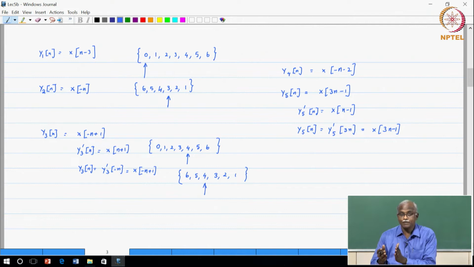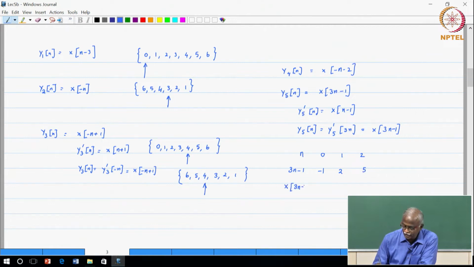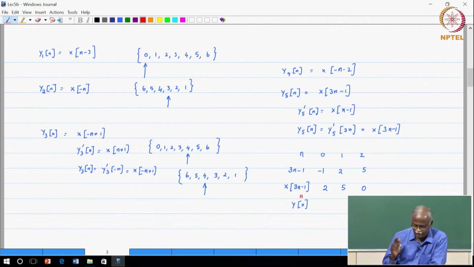Then the key step, the next step, is the scaling of time. So, rather than work with a sequence, I thought it is helpful to form a small table. If you say n is equal to 0, 1, 2, the argument of the function that we are trying to compute with the time scaling and the shift is 3n minus 1. So, this would be minus 1, 2 and 5, and x of 3n minus 1: x of minus 1 is 2, x of 2 is 5, and anything outside that range will go to 0, and this becomes y of n.